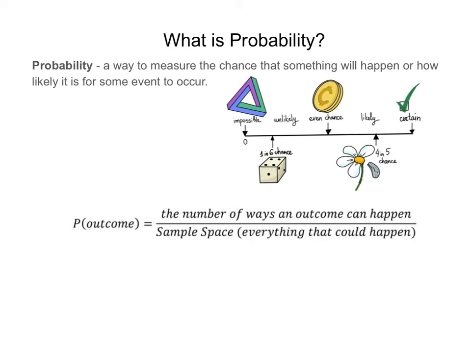Okay, first things first, what is probability? Probability is a way to measure the chance that something will happen, or how likely it is for some event to occur. And this is a formula that you're going to want to write down here. We're going to use this and talk about how to find the number of ways an outcome can happen and how to find sample space.